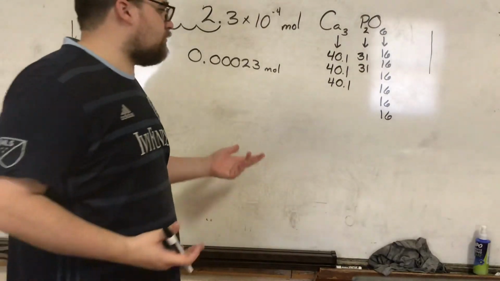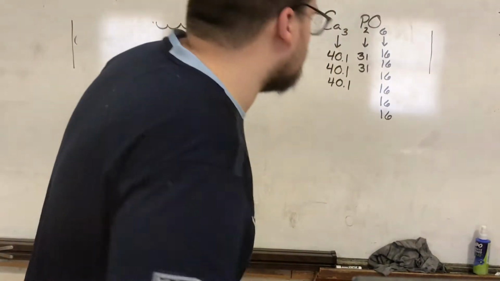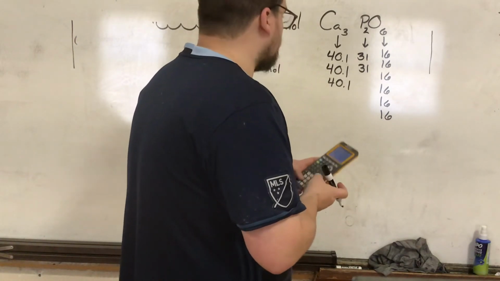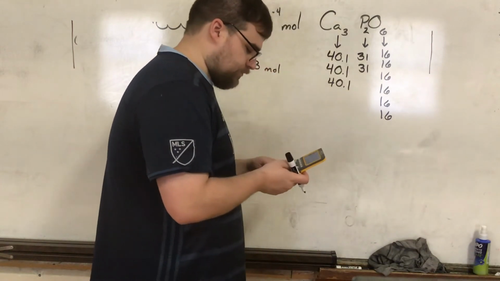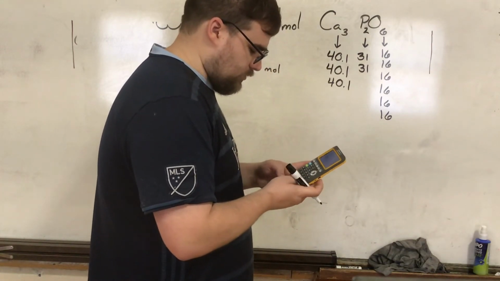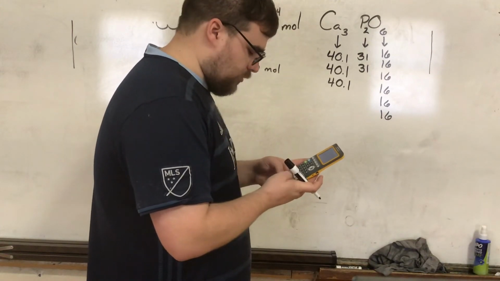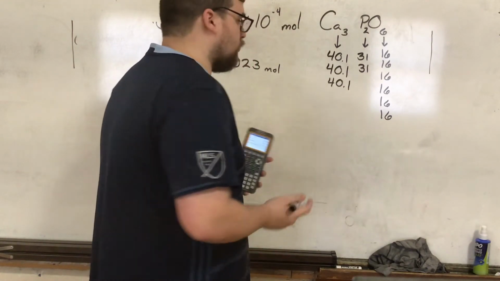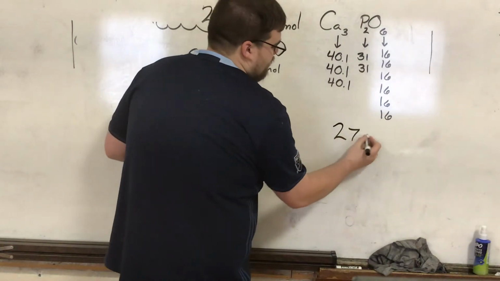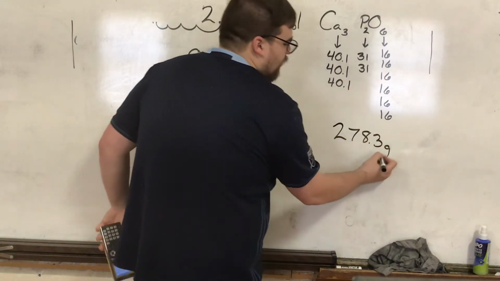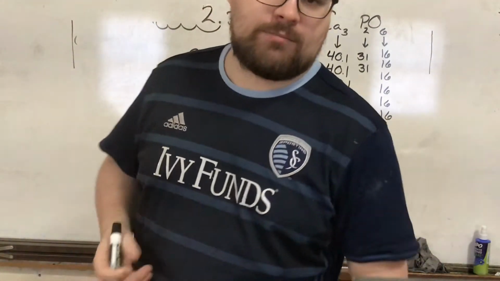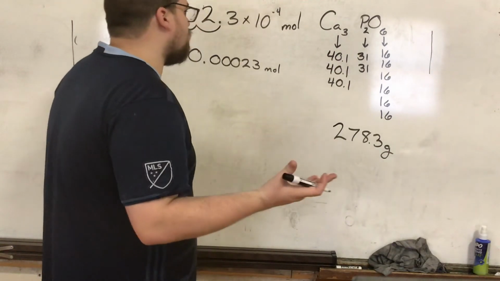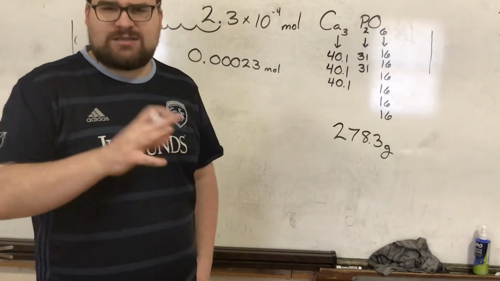Now for us to figure out its total mass, we need to add all of those numbers together. So that's going to be 3 40.1s, 2 31s, and 6 16s. And in total, what I get is 278.3 grams. Hopefully my math isn't off there and I didn't miss something, but 278.3 grams is what I get as the mass of a single mole of calcium phosphate. I think calcium phosphate is what it's called.